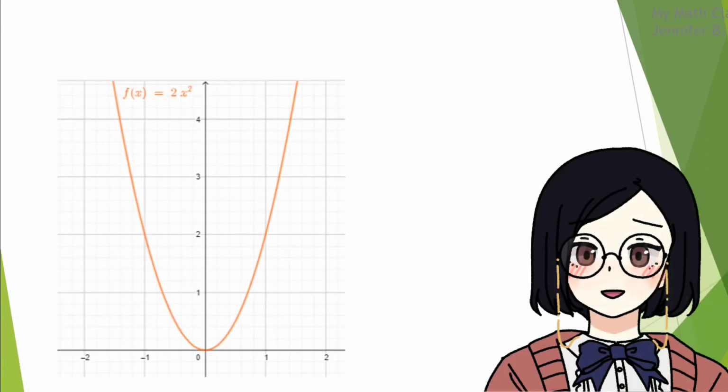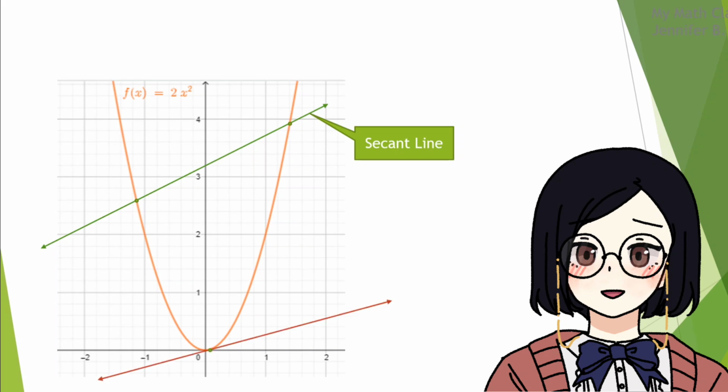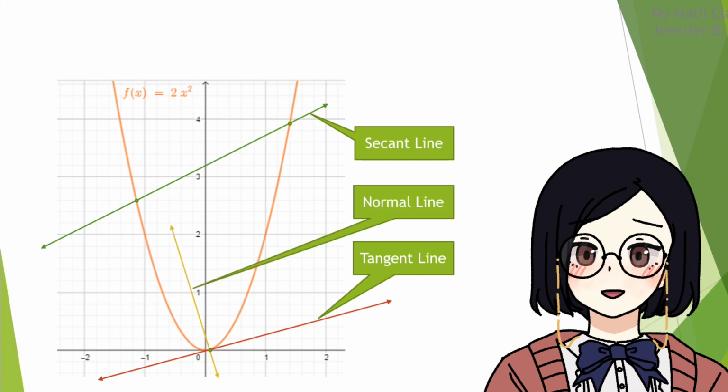Now what if we are asked to find the slope of the curve? Before that, let us define first some terms that we will be using during our discussion. We call the line that intersects the curve at two distinct points the secant line, whereas if there is a line that passes through the curve at exactly one point, we will have a tangent line. And the line that is perpendicular to the tangent line is called the normal line.